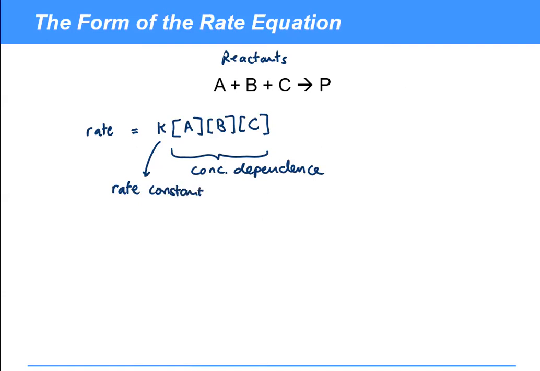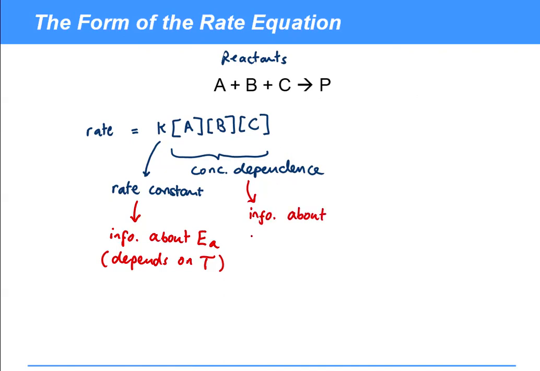And the rate constant here is going to give us information about the activation energy of the reaction, and it depends on temperature. So it's a constant at constant temperature, a little bit like the equilibrium constant if you've come across that already. Now the concentration dependence is going to give us information about the reaction mechanism. And more on that in future videos.